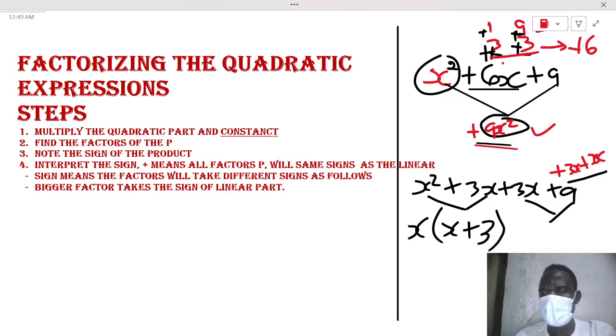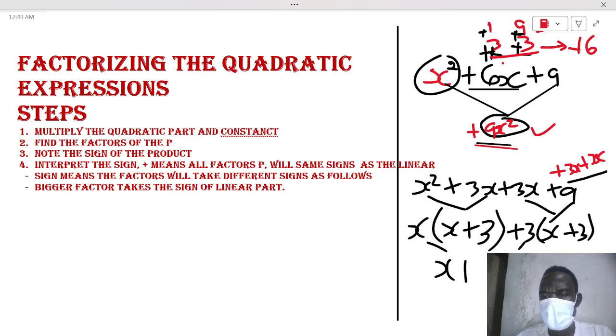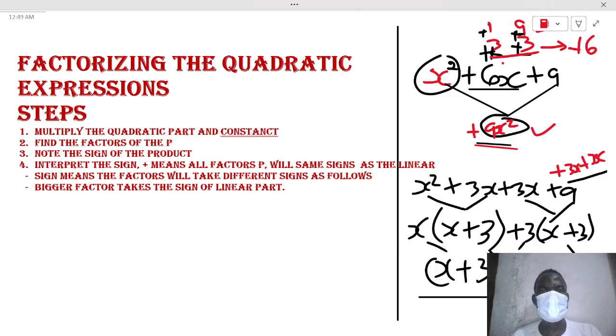You also do the same here. The common factor is positive 3, so 3 into 3x is x, and 3 into 9 is 3. Then you have x plus 3 as a group, and x plus 3. So this is how we factorize quadratic expressions.